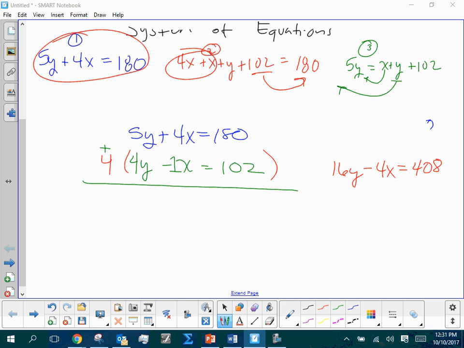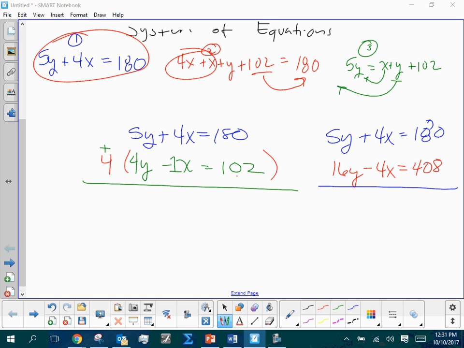Okay, the only thing I pay attention to is a lot of people forget to multiply the right-hand side by 4. And we'll write 16y minus 4 equals 102. And that messes everything up. I'm going to put the blue one on top of it, 5y plus 4x equals 180. And now I'm going to add straight down.